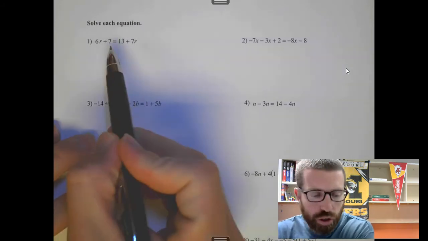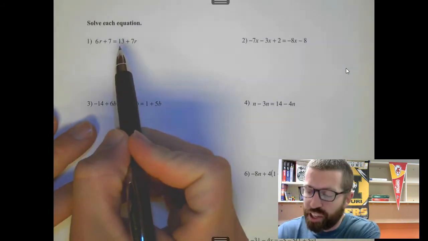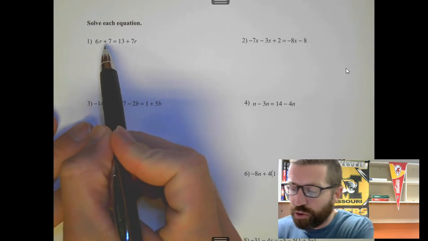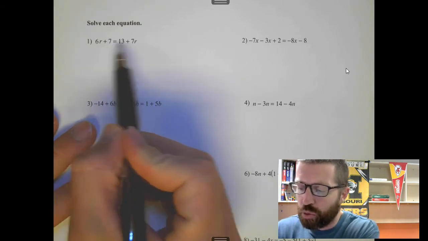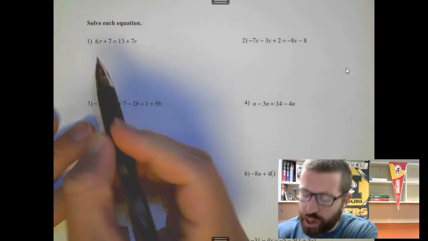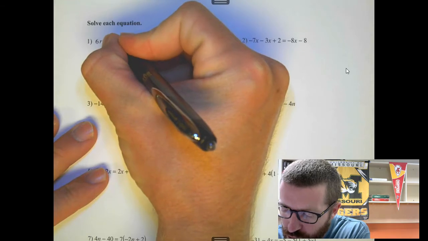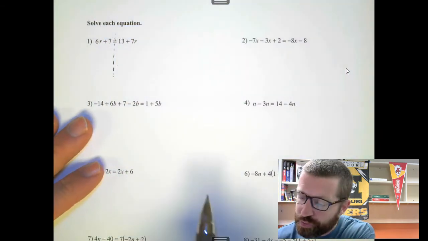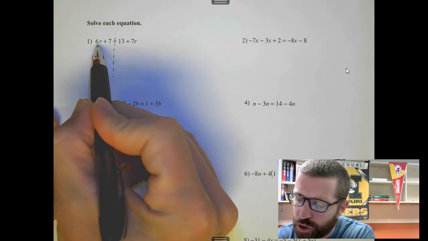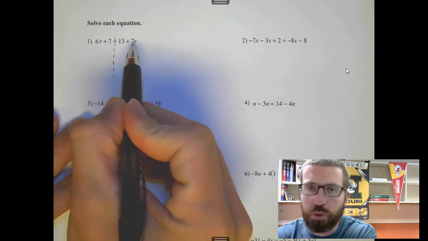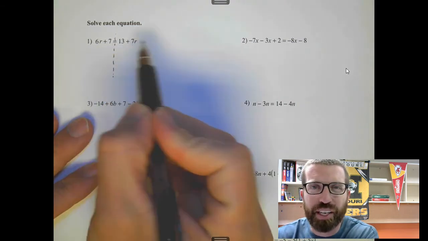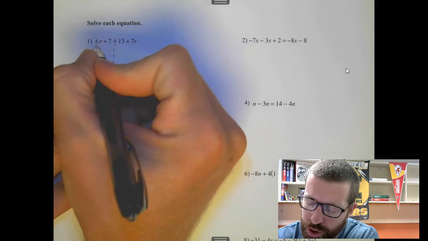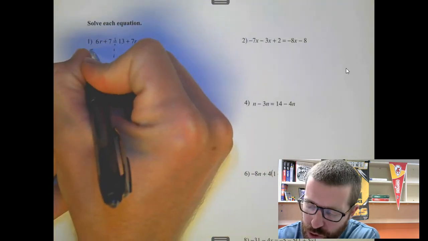Okay, so when we solve an equation, remember your goal is to get the variable by itself. So we want to get all the variables on one side and everything else on the other side. If it helps, you can draw this line through the equal sign to split up the sides. But here I have 6r over here and 7r here. So I'm going to move everything to the right just because I can avoid negative signs. But you don't have to. You can do the other way.